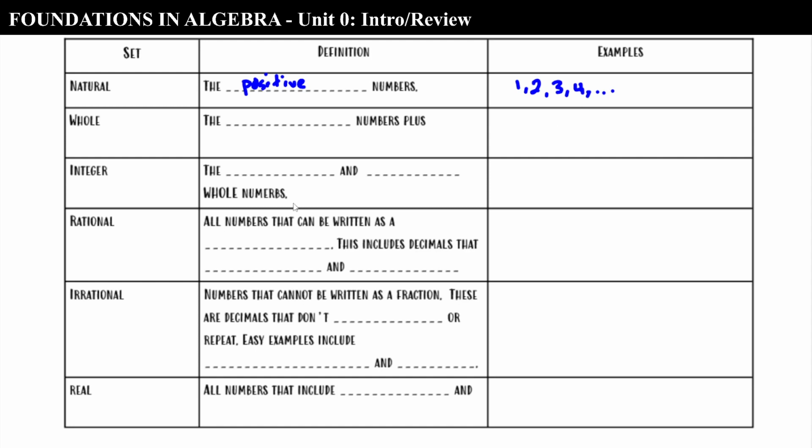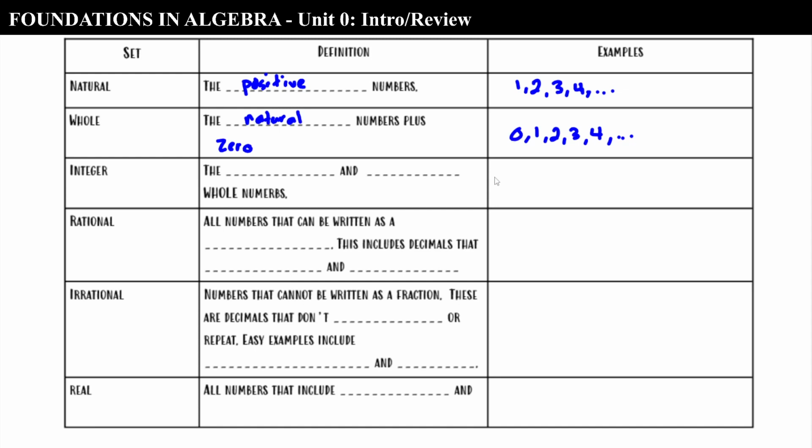Now, whole numbers are including your natural numbers, so they're all your natural numbers, plus we throw in the number 0 along with it, okay? So we have everything that's above in the natural numbers plus 0. So 1, 2, 3, 4, and 0 included.